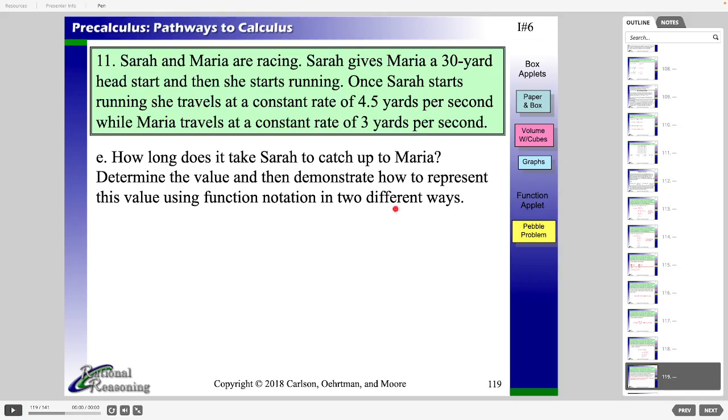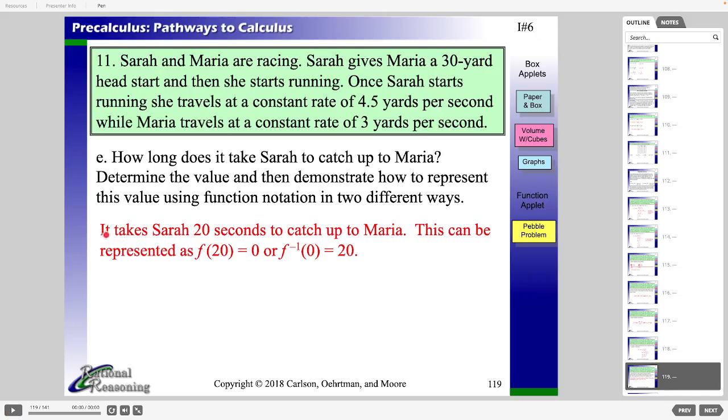How long would it take to catch up? Well, I'm thinking 30, and every second it takes 1.5, so 30 divided by 1.5 should probably get us how many seconds it's going to take.